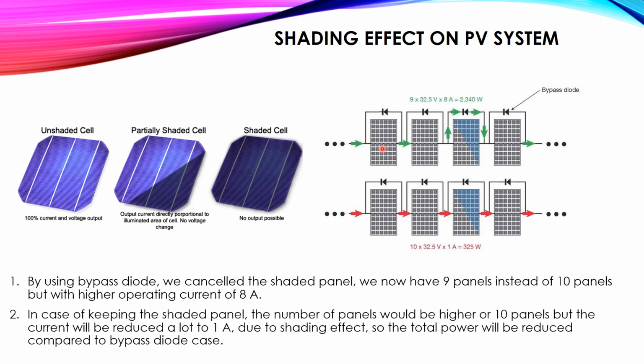However, the current will be reduced to 1 ampere due to the shading effect, and we select the current based on the lowest panel produced current, or the lowest panel producing a current. So the total power will be reduced in the second case compared to the case of the bypass diode.